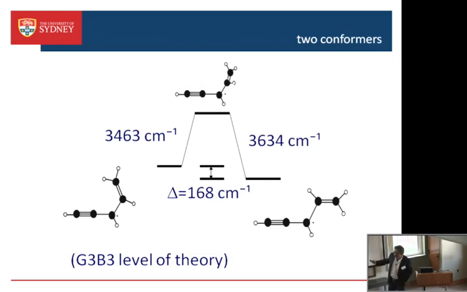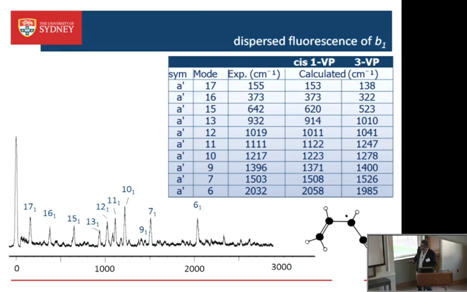And Leo very helpfully calculated for us some energetics. I don't really know what this level of theory is, but I'm assured it's very good. So 3000 wave numbers is like 0.4 eV or something like that. 0.45 eV. Probably what happens is these species are formed and then trapped over here or over here, as the discharge cools down in the supersonic expansion. And we see both species present. So there are 2 conformers.